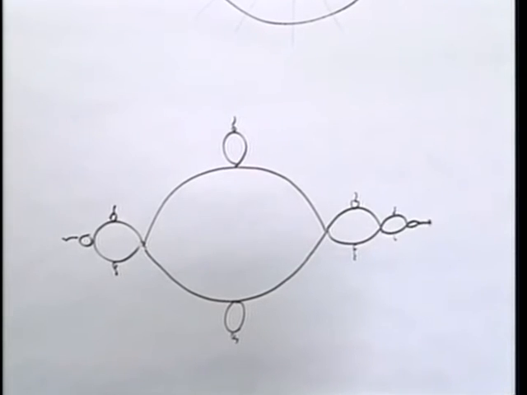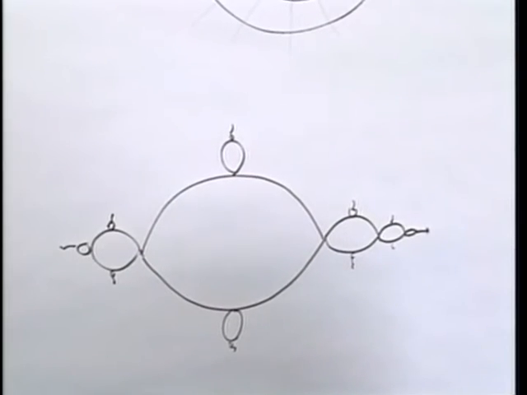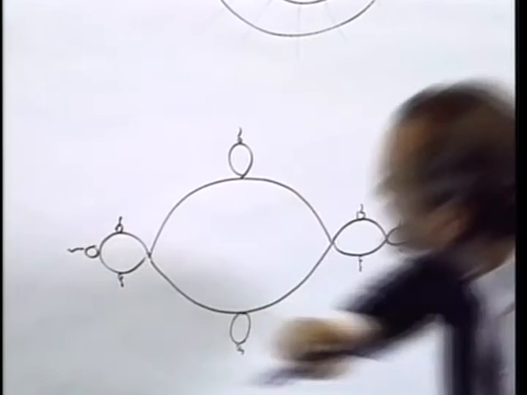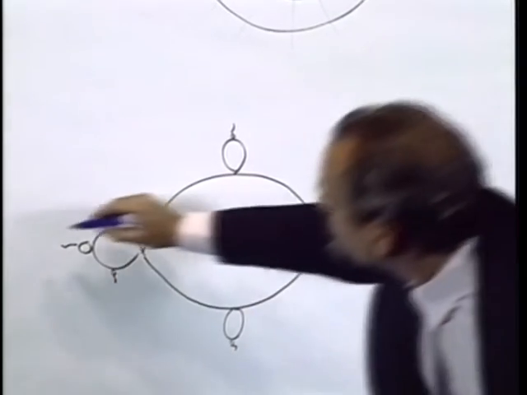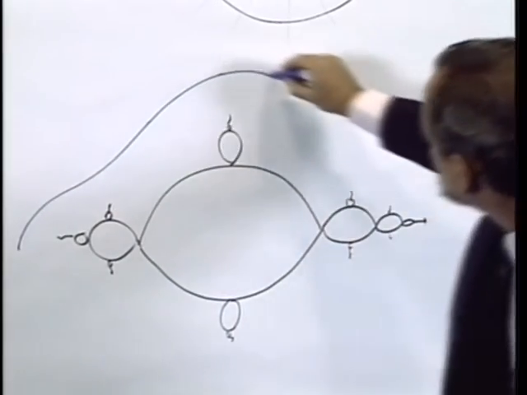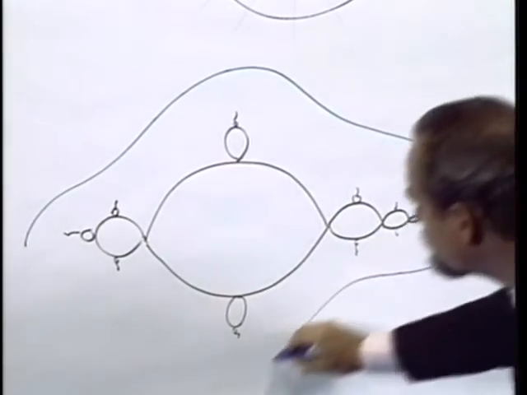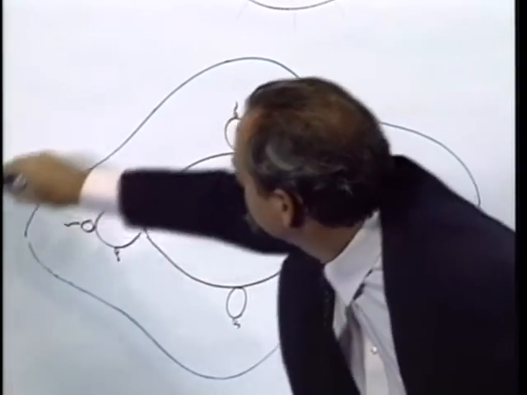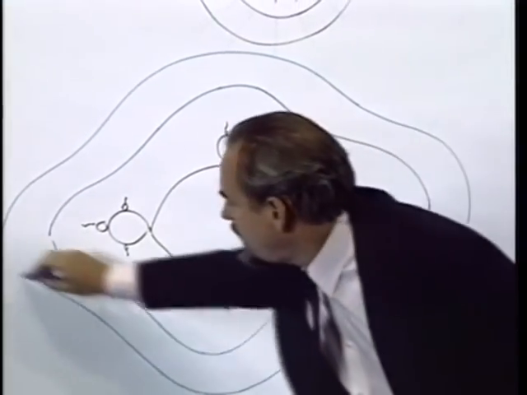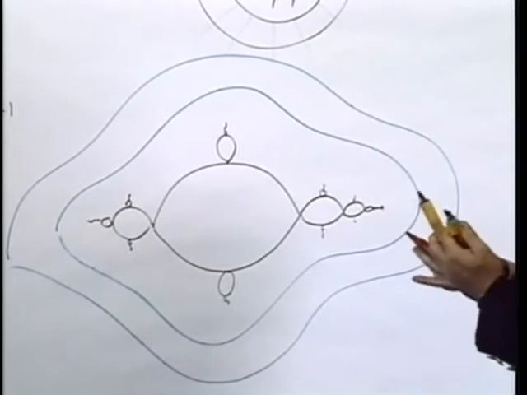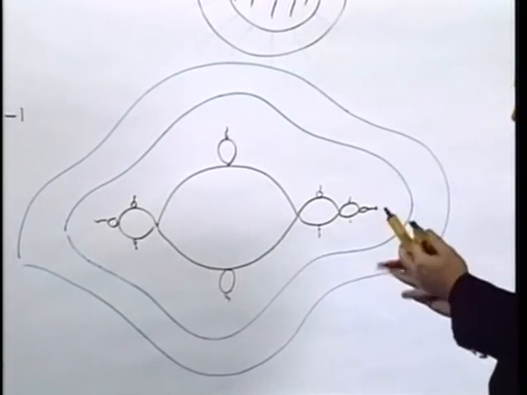Now, again, there are equipotential curves created by the charged Julia set, looking more or less like this. And there are field lines, looking like this.